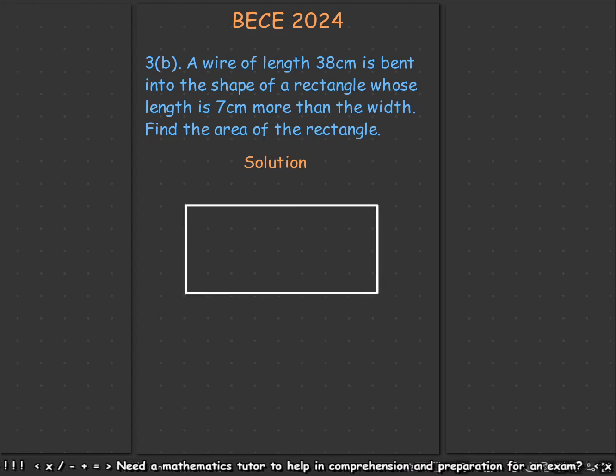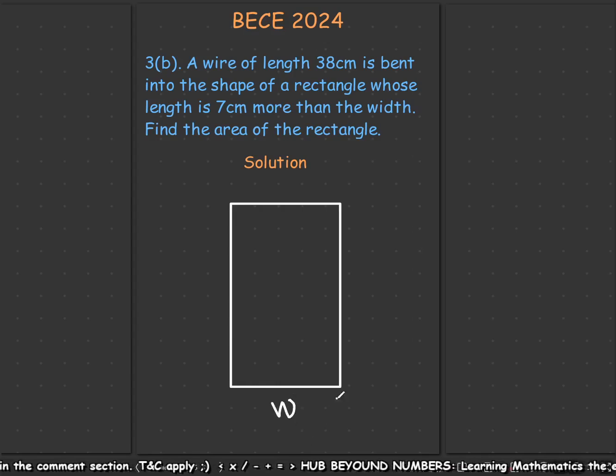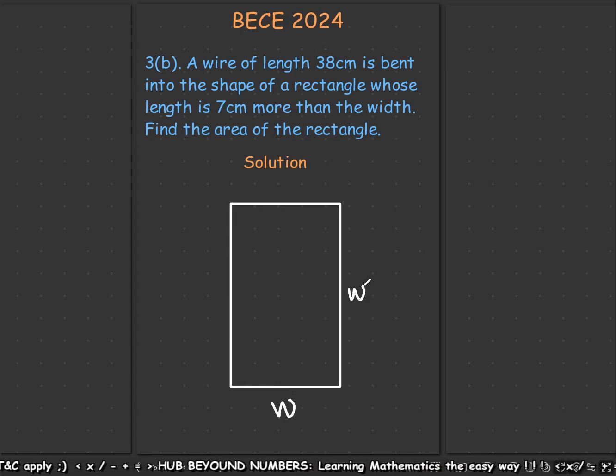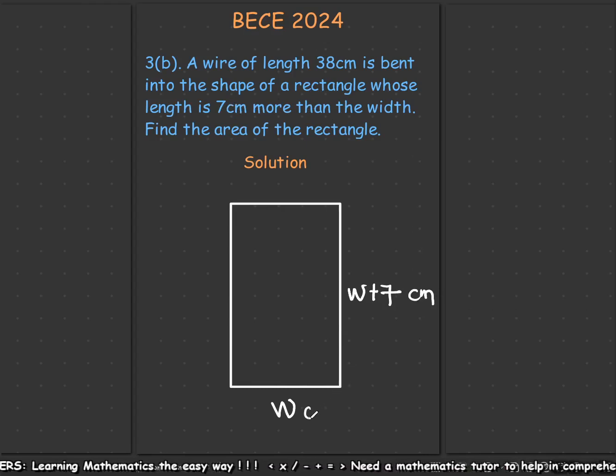Now, if that is the case, then it simply means that we are going to let this be its length. And if this here is the width, then the length is actually the width and then adding 7 more to it. That is what we mean by the length is 7 centimeters more. So it is W plus 7 centimeters.